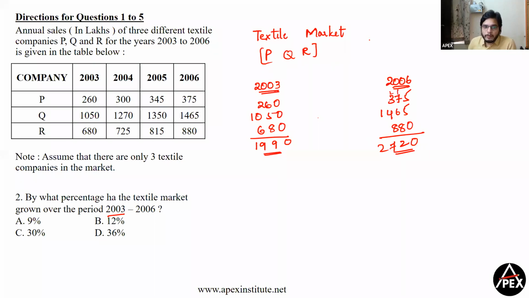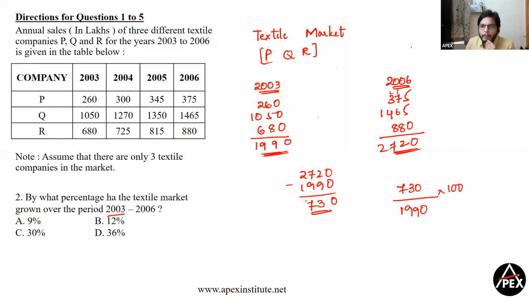Now we need to find the percentage by which the textile market has grown, or the percentage increase. So initially it was 1990 and in 2006 it was 2720. So there was an increase of 2720 minus 1990, which is 730. Okay, there is an increase of 730 lakhs. So we need to find the percentage increase. So 730 by what will be the denominator? Perfect. 1990, the initial value, into 100.